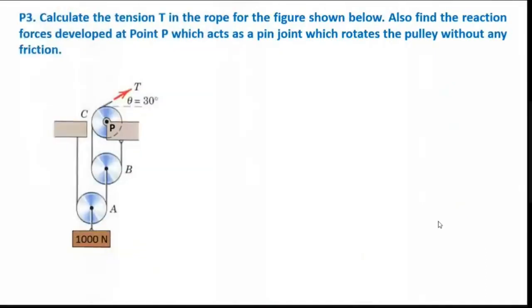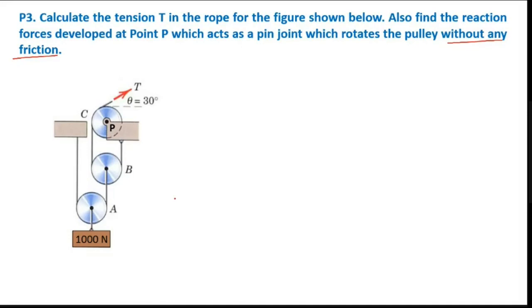Okay, let us consider another problem like this. They're asking you to calculate the tensile force T in the rope shown in the figure. You should also identify what is the reaction developed at point P. It's a combination of the previous topic and this topic. They have mentioned there is no friction; your pulleys are without any friction. In that case, you have to identify that.